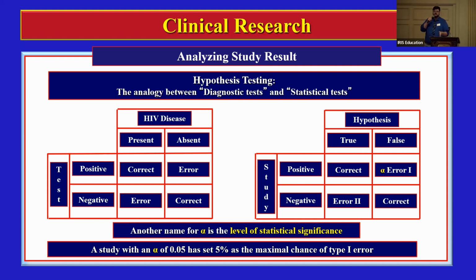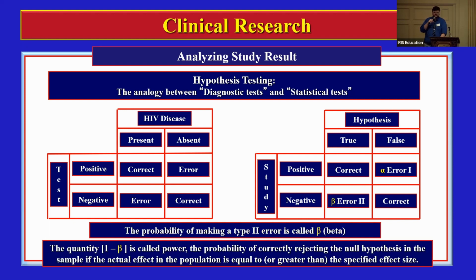Some studies choose to have a more strict type 1 error rate, so they might use 1%. What that means is that when they are doing null hypothesis significance testing, they would use a lower threshold for determining statistical significance.